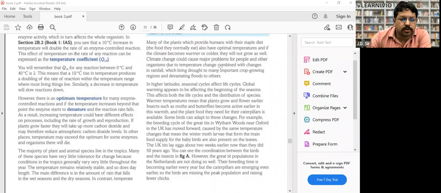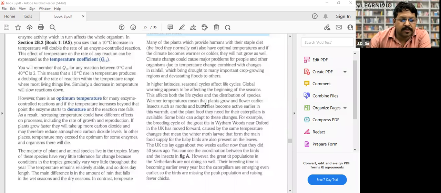Climate change could cause major problems for people and other organisms due to the temperature change combined with the change in rainfall, which brings drought in many important crop-growing regions and devastating floods to others. In higher latitudes, the seasonal cycle affects the life cycle. Global warming appears to affect the beginning of the season, with effects on both the life cycle and distribution of species.